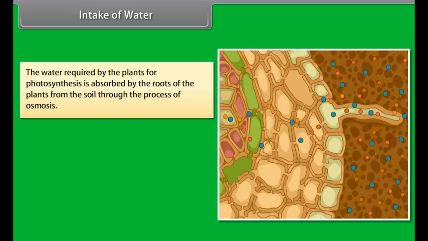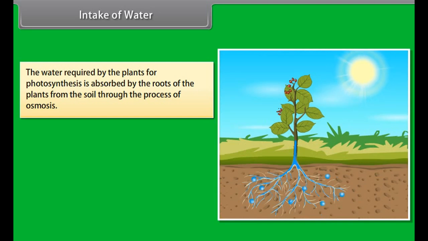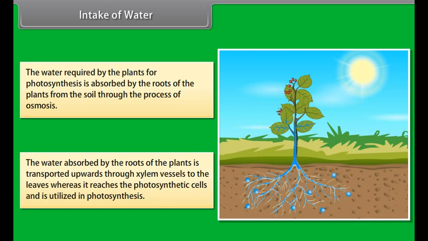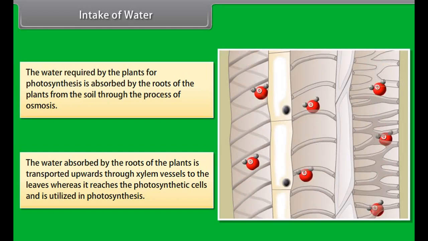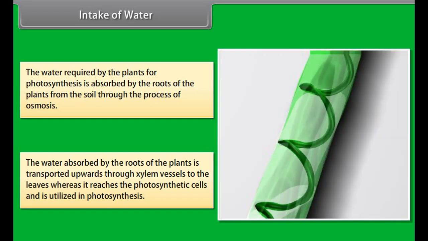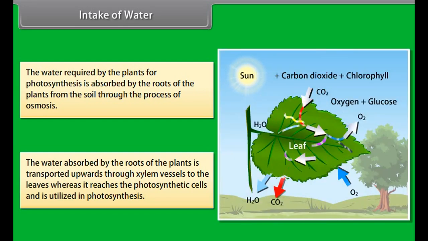Intake of water. The water required by the plants for photosynthesis is absorbed by the roots of the plants from the soil through the process of osmosis. The water absorbed by the roots is transported upwards through xylem vessels to the leaves, where it reaches the photosynthetic cells and is utilized in photosynthesis.